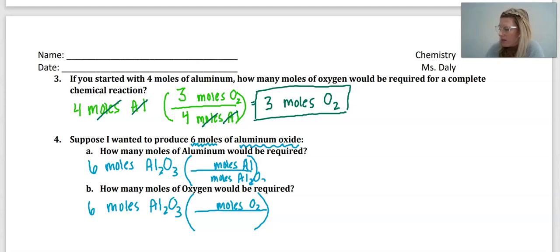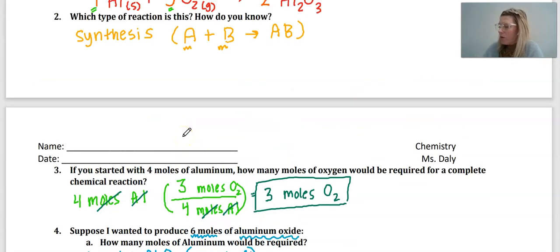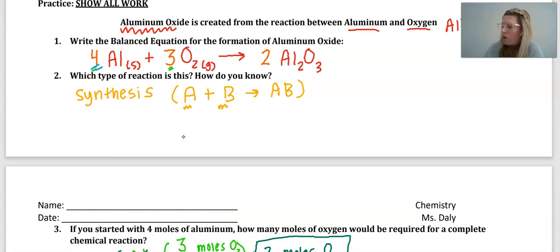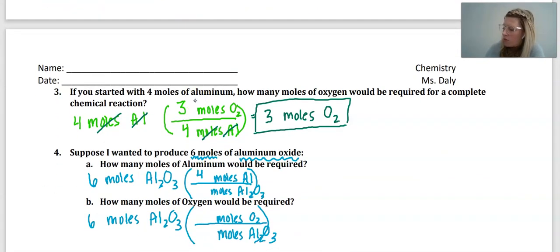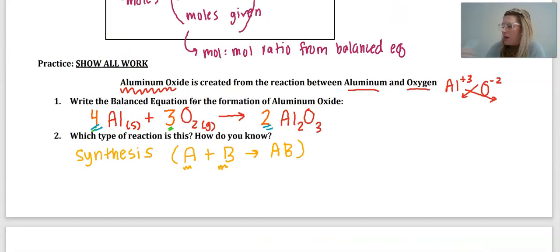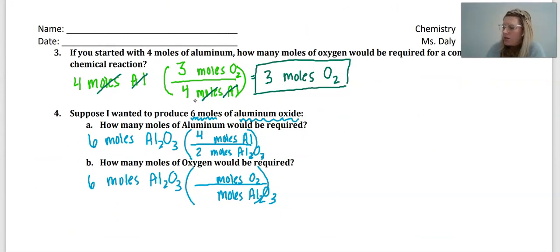Not sure why this gave up on writing, but we'll try. There we go. Moles of Al2O3. Okay, and now we go back to our balanced equation. So our coefficients are 4 to 2 for aluminum. So 4 moles of aluminum creates 2 moles of aluminum oxide. And it's a 3 to 2 for oxygen to aluminum oxide. So 3 moles over 2 moles of Al2O3.